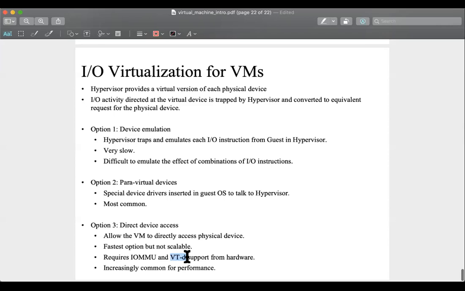Okay, but it's also less portable because once you have dedicated hardware access for a VM, the VM needs to have the corresponding device drivers in order to use those devices, which affects things like live migration. Okay, any questions so far?